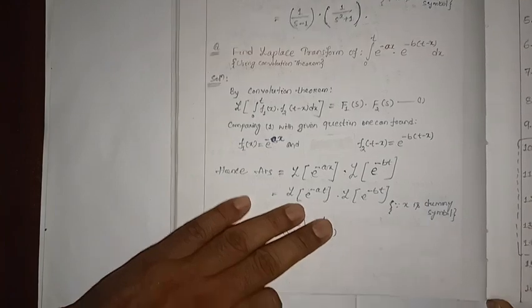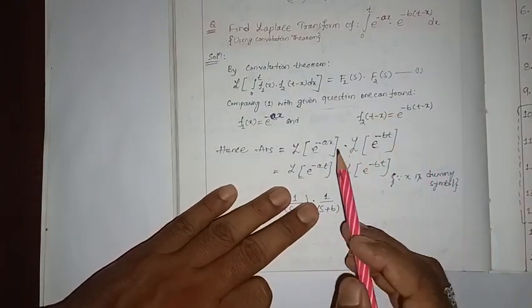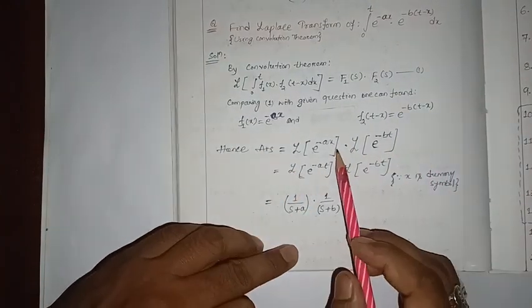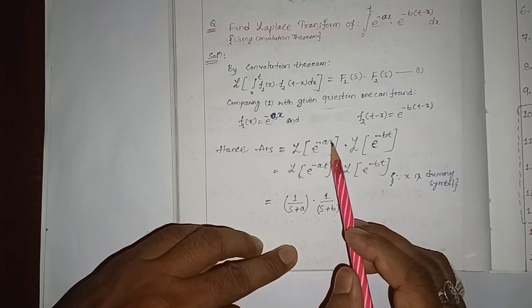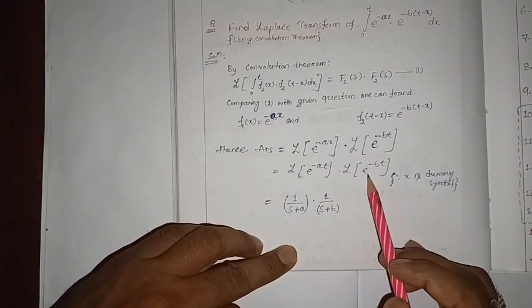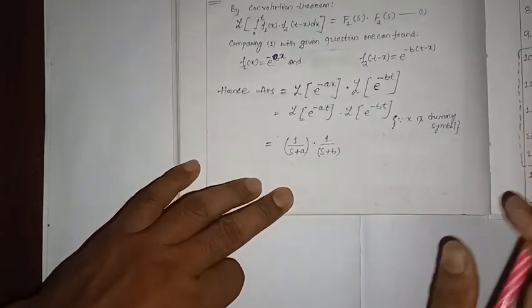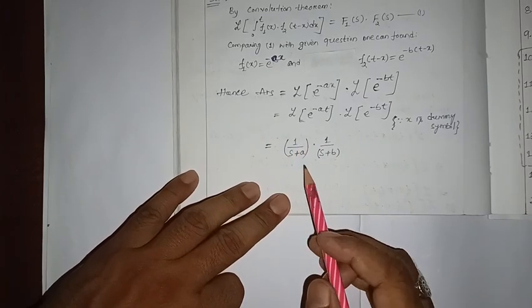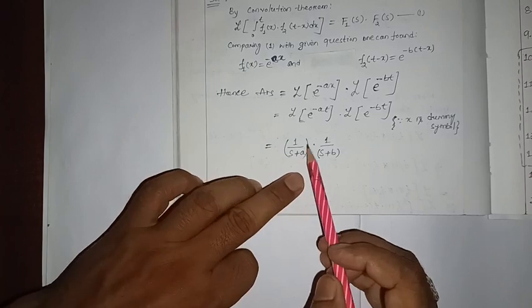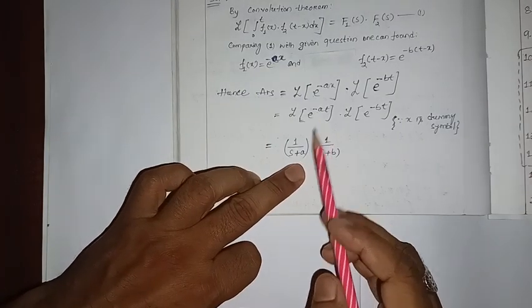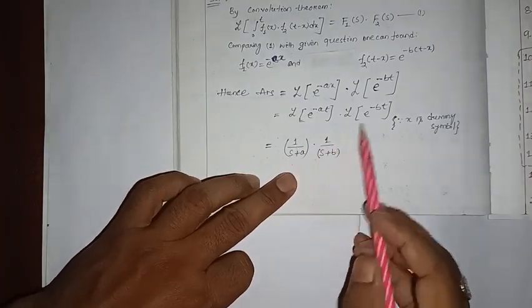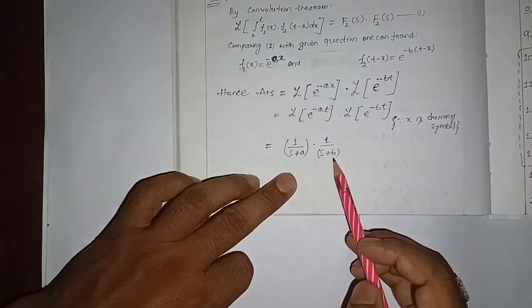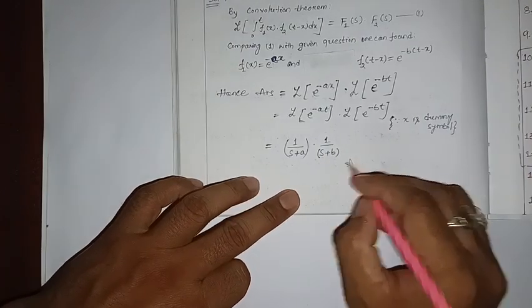Both x and t are dummy symbols and can be changed to another symbol, so here I changed x to t. So e^(-at) and e^(-bt), Laplace transform. We know the Laplace transform of e^(at) is 1 by s minus a. Here a is nothing but minus a, so it is 1 by s plus a, and this will be 1 by s plus b. That is your answer.